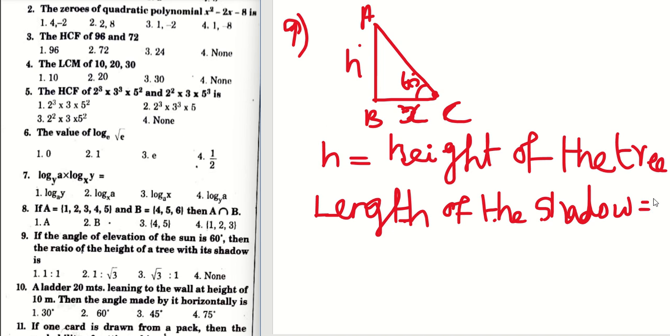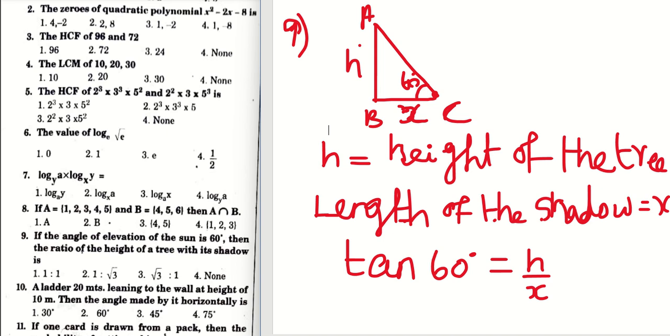So what are they asking you to find out? The ratio of the height of a tree with its shadow. So these two they are asking the ratio of. Could I take it as opposite side and adjacent side? Obviously, what is that trigonometric function you will get? Tan, right? Tan is opposite by adjacent. So tan 60 is equal to h by x.